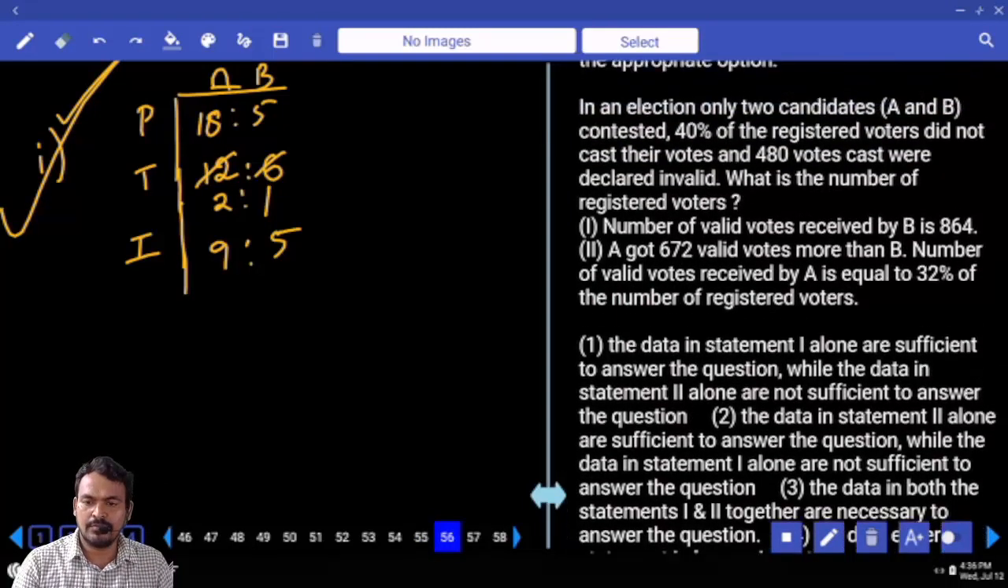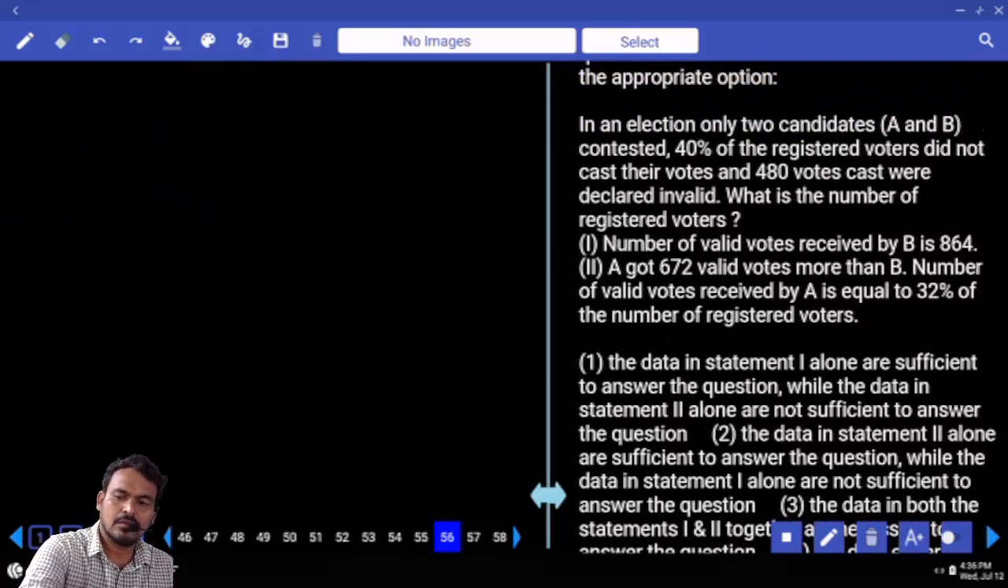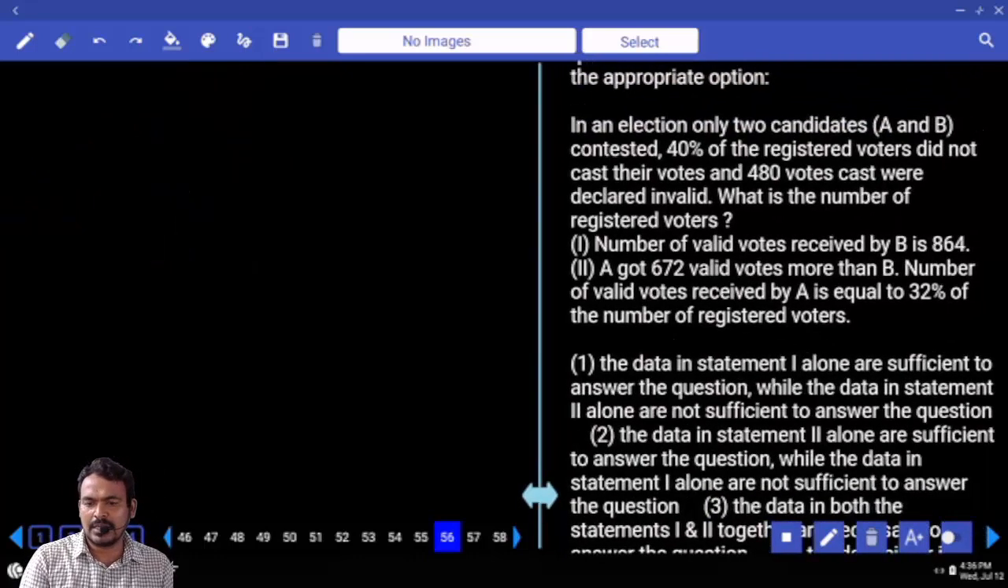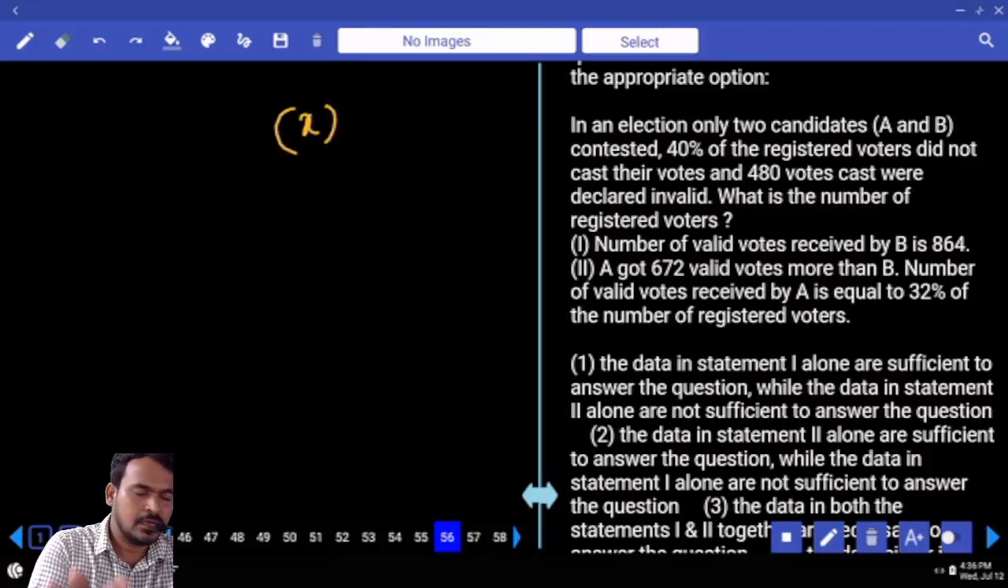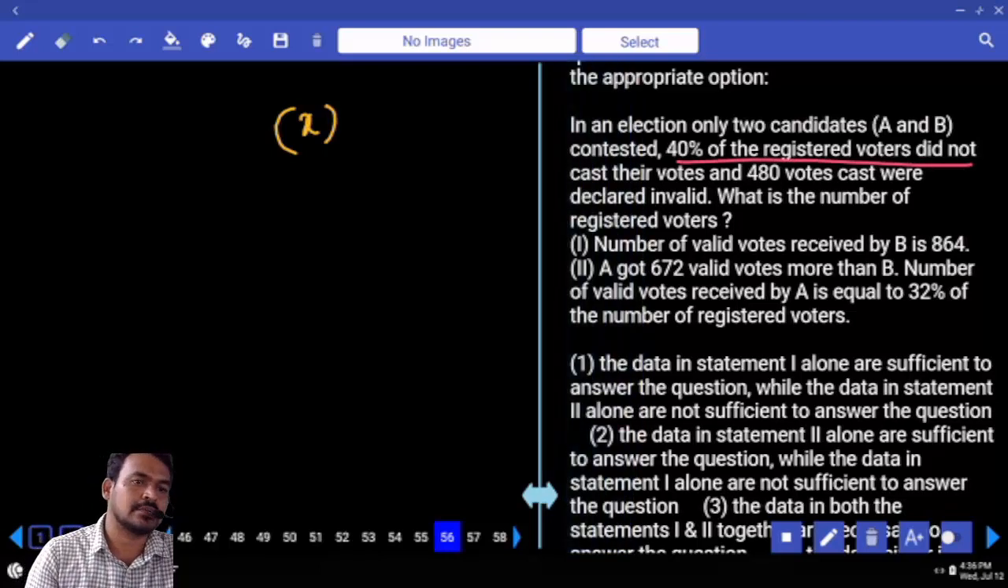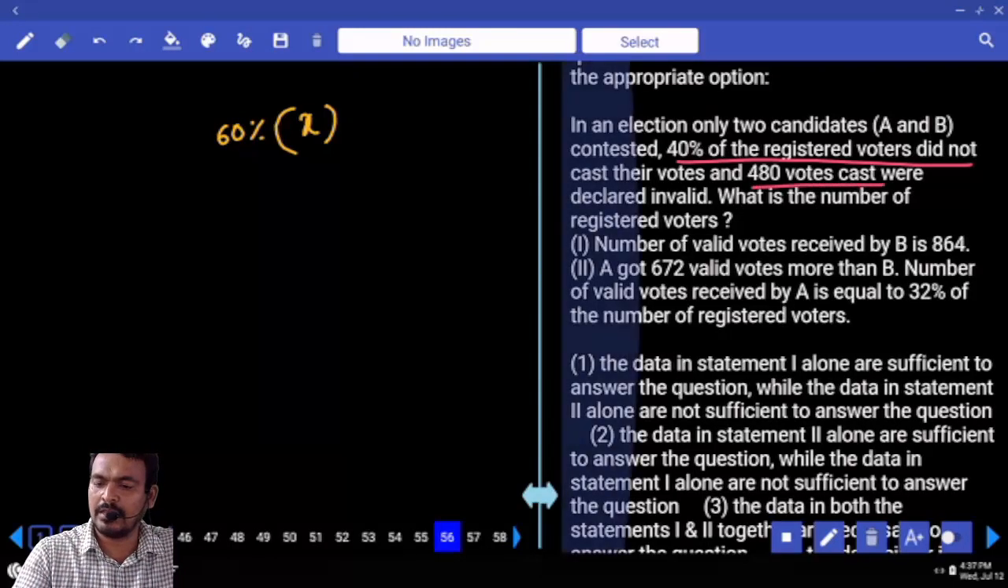Next question number 56. In an election, only 2 candidates contested. 40% of the registered voters did not cast their votes, and 480 votes were declared invalid. What is the number of registered voters? Suppose we consider registered voters as X. Registered voters are X. Of that, 40% did not cast their votes. That means how much percent are casting? 60%.